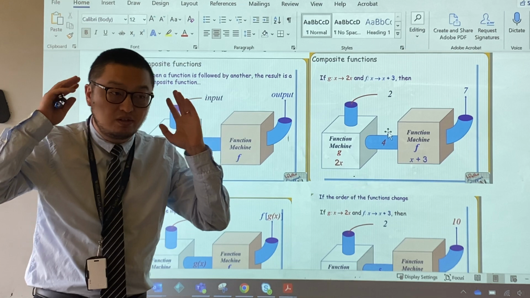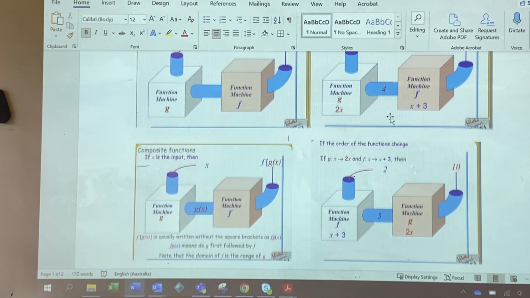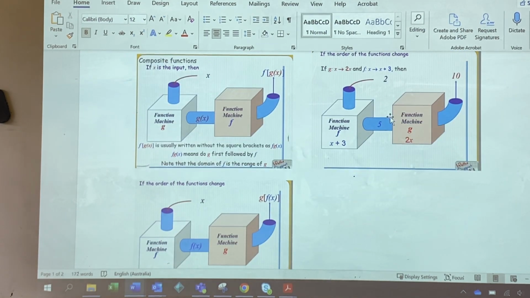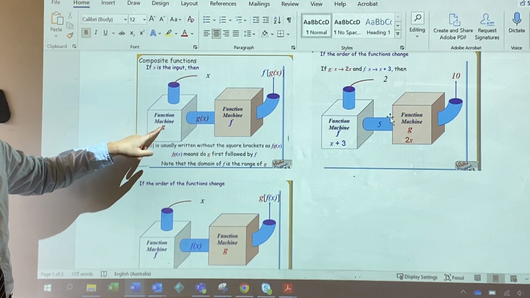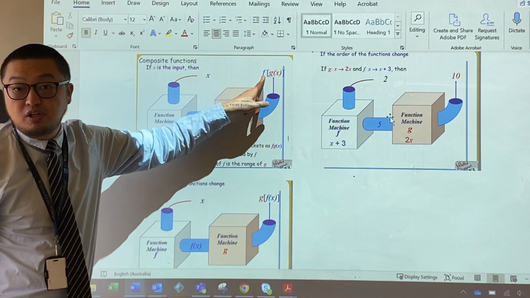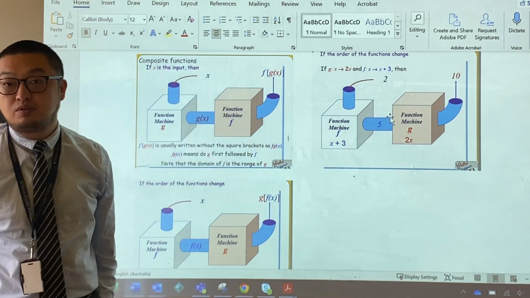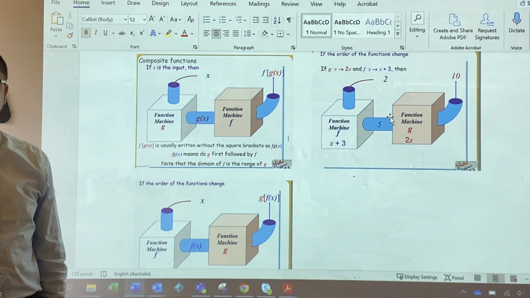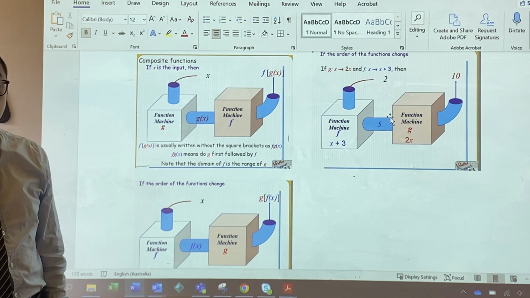The idea okay? Yeah. The notation is here. That's the notation. x comes into g, performs the expression, you get g of x. g of x goes into f, so we get f of g of x. That's the notation we need to know. We write it like that: f bracket g of x. Everybody okay?